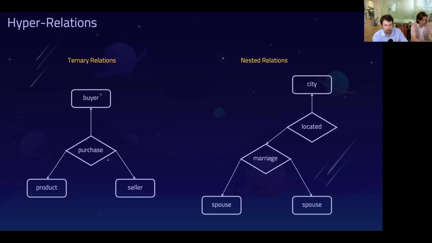And then we've got nested relations on the right. Here we have a marriage relation between two spouses. But then let's say that marriage happened somewhere, and we want to relate that relation to a city through another relation. So we don't want to model a ternary relation here. We're saying that this marriage is modeled as playing a role in another relation, a relation that we call located, that's connected to a city where that marriage may have happened.